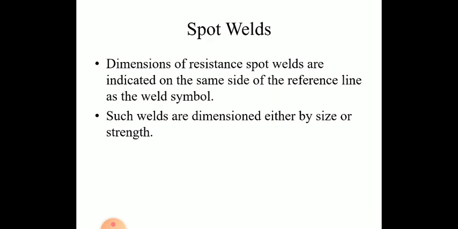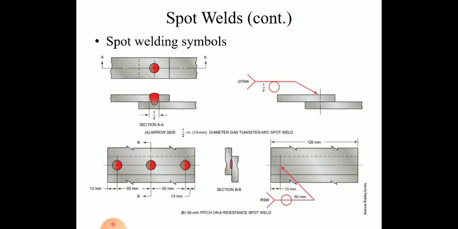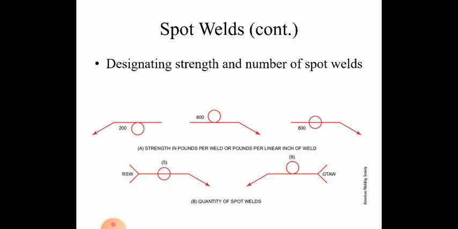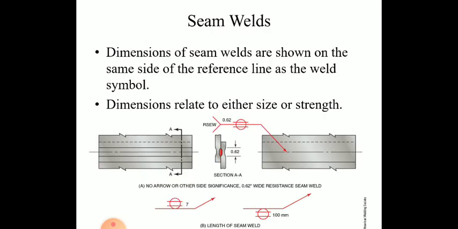Now the spot weld. The dimension of the resistance spot weld, you can see, can be defined by these symbols and will be discussed. These are other spot welding symbols. Seam welding.